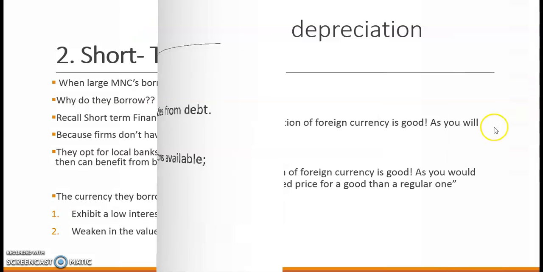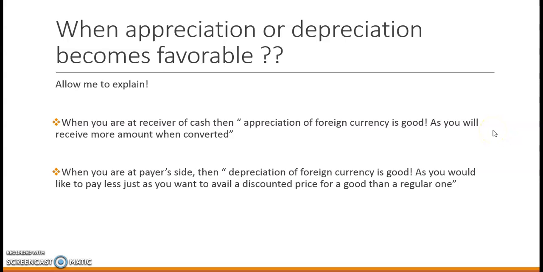So before going to the actual example problem, I would like you to understand this little thing regarding appreciation and depreciation, when it becomes favorable for an MNC or for any kind of business that is going on at an international level. Now, allow me to explain this. This is when you are on the receiver side. It means that when you're a receiver of cash from any foreign country, maybe in dollars, you stand on the side of the Pakistani rupees and you have to receive the cash.